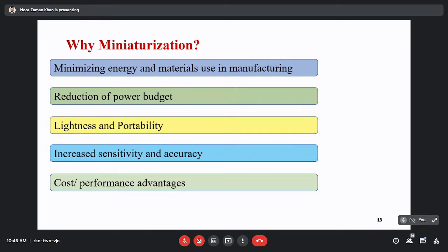Very important question: why is miniaturization required? Why do we need to go for micro size components? Why do we need to go for miniaturized products or miniaturized features? If you talk about the answer to this question, very first, minimizing energy and materials used in manufacturing. How can we minimize the energy? How can we minimize the amount of material or wastage of material while performing manufacturing operation?